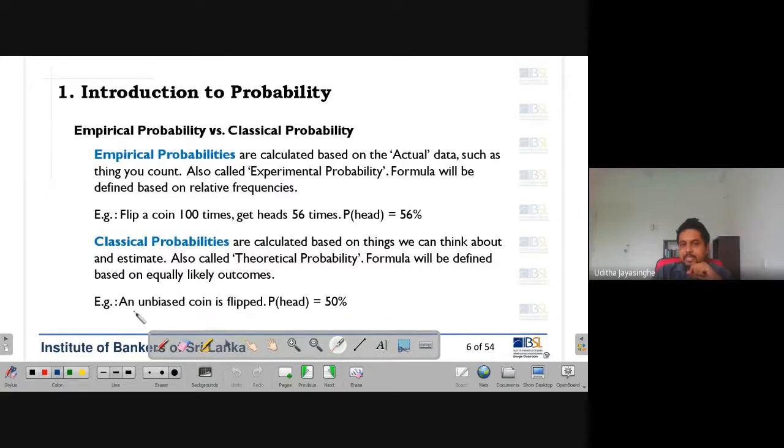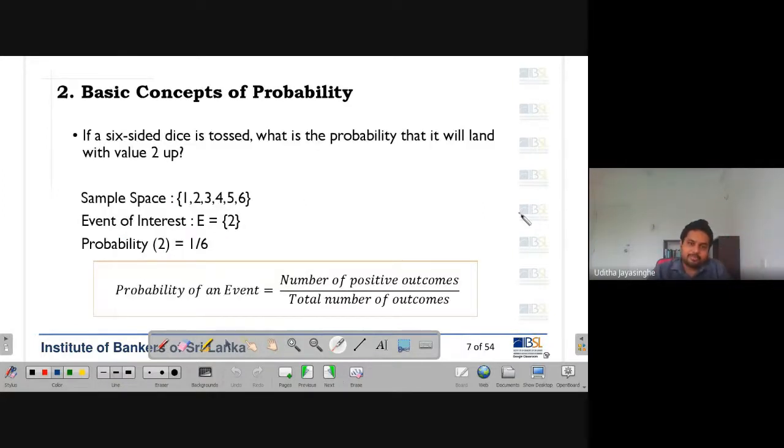For instance, an unbiased coin is flipped. We can say the probability of heads is 50%. Those are the two broader branches of probabilistic estimates. With empirical probabilities, you do the testing. With classical probability, you go ahead with an assumption.